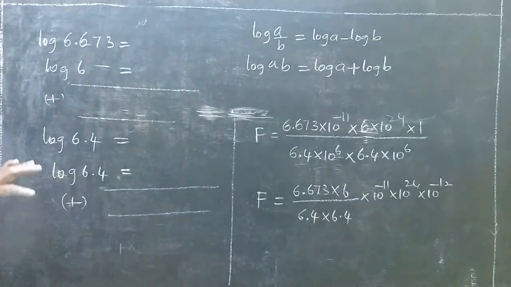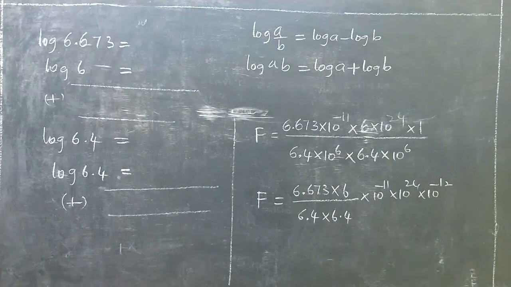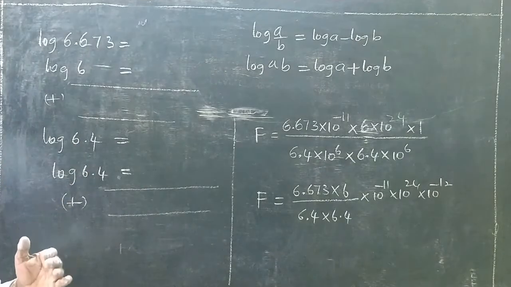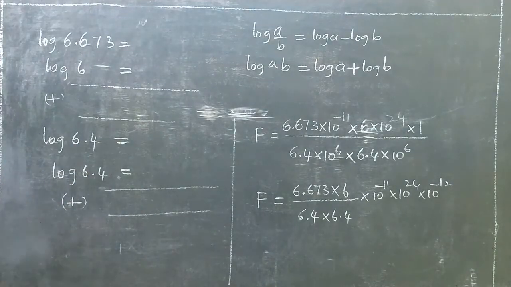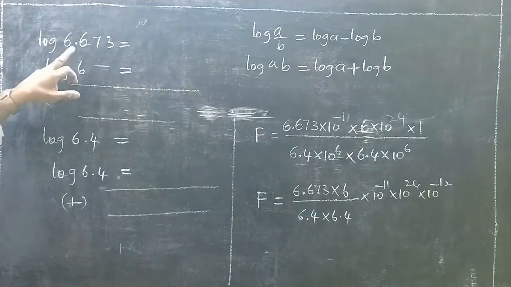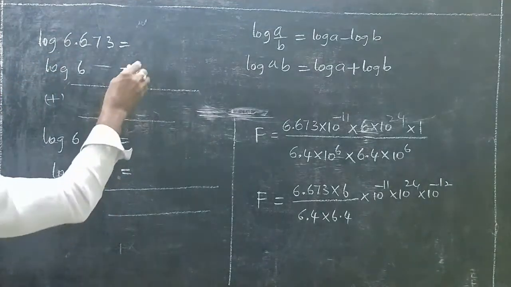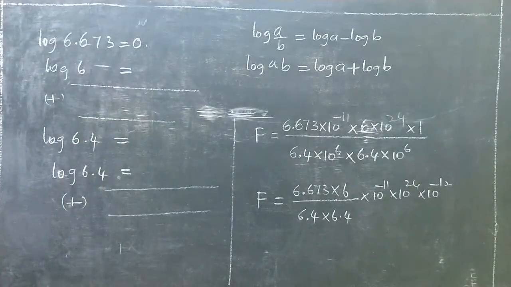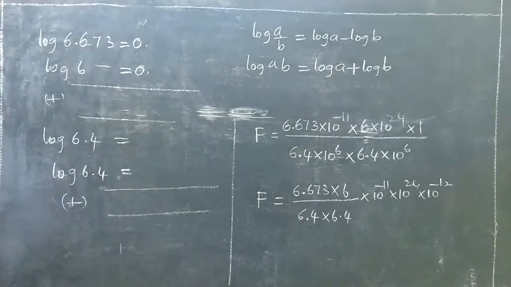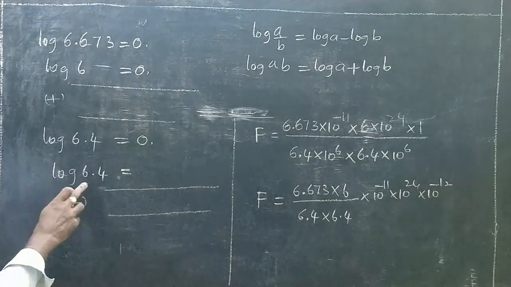So first of all, how do you find out these values? Let me go through the logarithm tables. First of all, log of 6.673. If you want to find the logarithm, we need at least 3 numbers. Here 4 numbers are there. Before the point, you have only one digit, so the characteristic is 0. Here also the characteristic is 0.